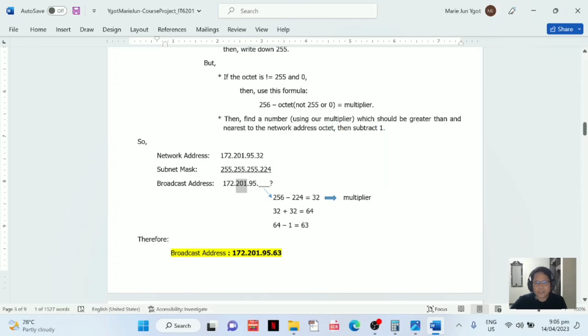So next is our third octet. We have again 255. So our rule is to write down again the 95 here. So that's why we have 95 here.